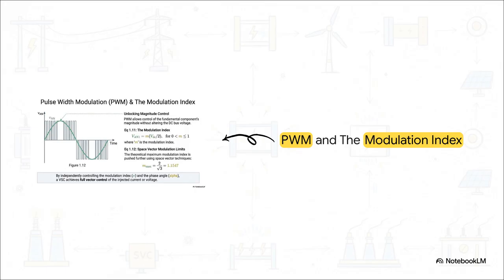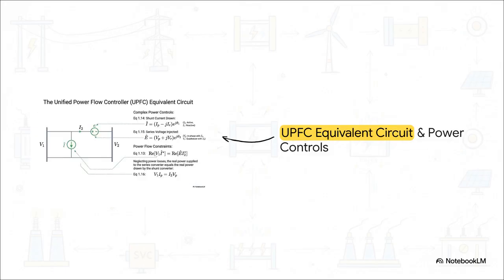Moving to Slide 11 to solve that exact problem, let's analyze the PWM, pulse width modulation, waveform, in Figure 1.12. Notice the varying widths of those gray pulse blocks? By varying those widths, we trick the system into seeing a smooth, average sinusoidal wave. Stepping through the mathematics of equations 1.11 and 1.12 unlocks our magnitude control. And explaining the bottom note, by independently controlling this modulation index alongside the phase angle, a VSC achieves full vector control.